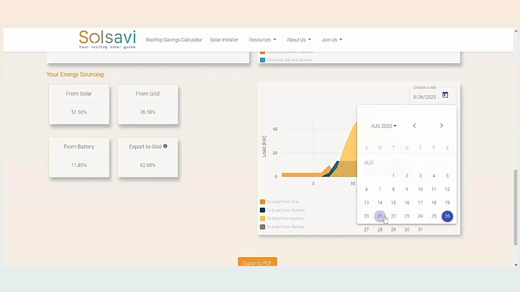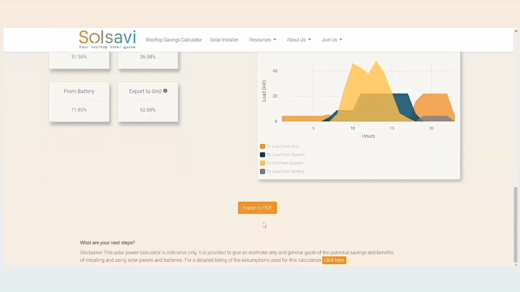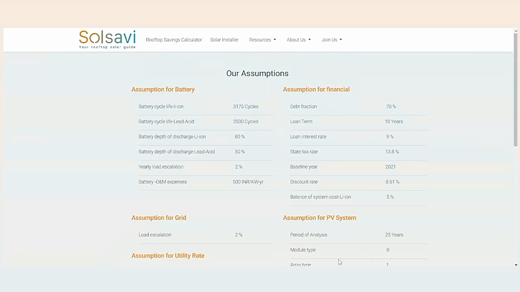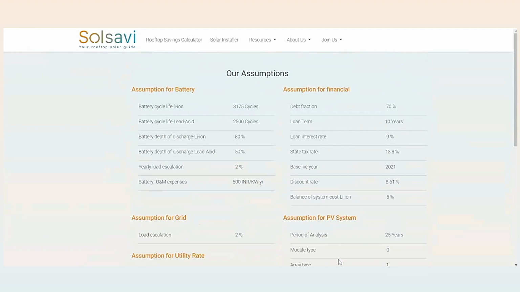While I can find a weekday and see that the battery size that you have selected contributes to reducing your load in the peak hours in the evening, and hence brings down your load consumption from grid during that period of time. You can export and save this as a PDF by clicking export to PDF, and it will save in your local drive. You can click at the bottom where it takes you to our assumptions, where we have detailed out the assumptions that we have taken for the calculation in Solsavi.